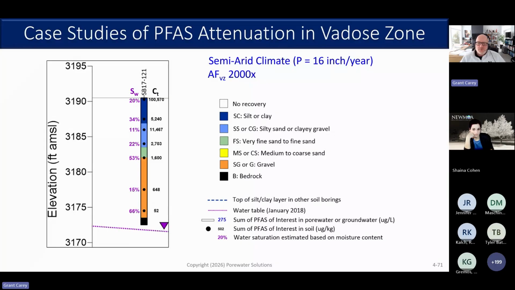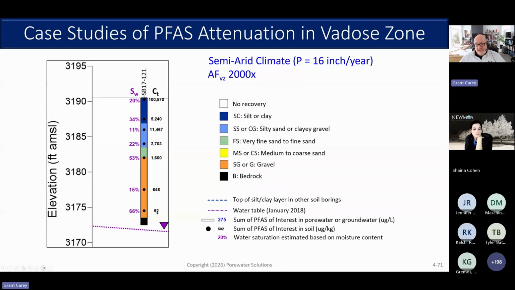So one thing we did is we looked at soil concentrations for PFAS. So this is the ground surface just above elevation 3,190 feet. And we're going down about 15 to 20 feet. Water table's at about 18 feet here. And you can see at the right, just below the ground surface, total soil concentration is 100,000 micrograms per kilogram for the sum of 7 PFAS of interest. And down at 15 feet, the concentration has dropped to 52.